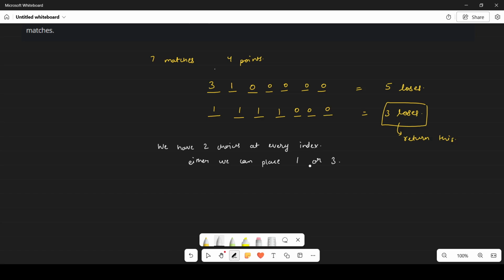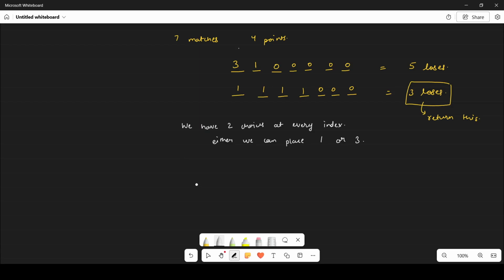Either we can place 1 or 3, and if we are unable to place that, then simply increment losses. That is loss plus plus. This will give you the number of minimum losses which you can get from this arrangement.